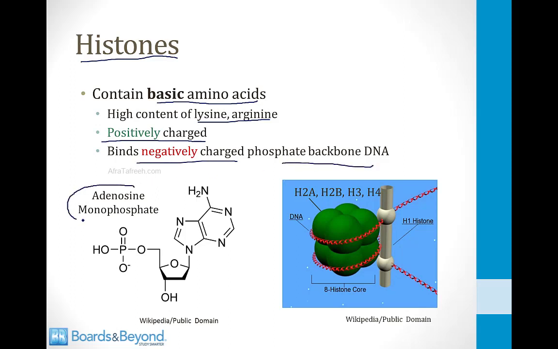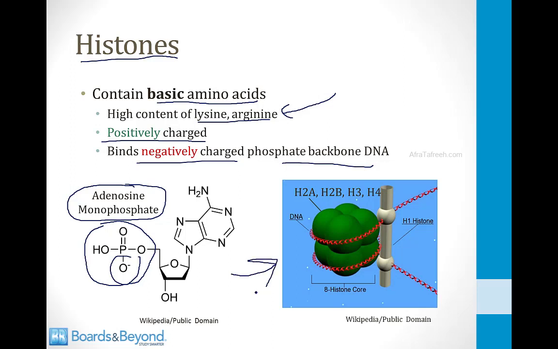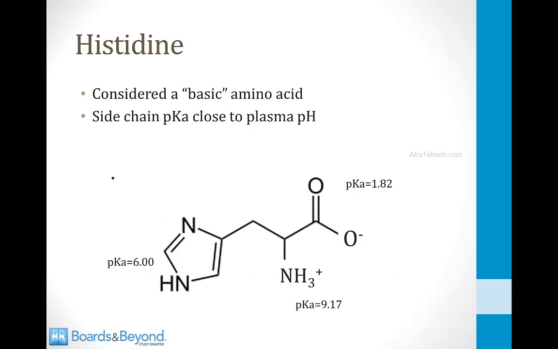This is the structure of adenosine monophosphate on the screen here. It's one of the nucleotide building blocks of DNA. And just like all nucleotides, it has a phosphate moiety attached, which has a negative charge. This can easily bind to the positively charged amino acids lysine and arginine. And this makes these amino acids very useful when the DNA is trying to wrap around histones, as I've shown in this picture here.